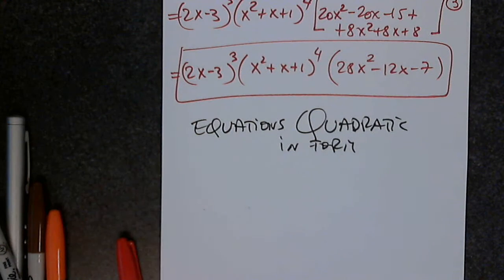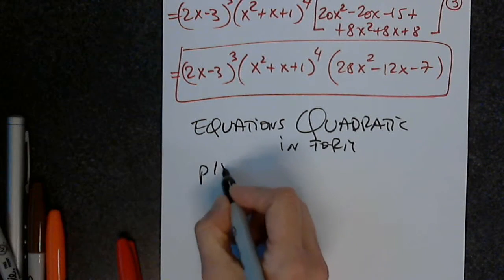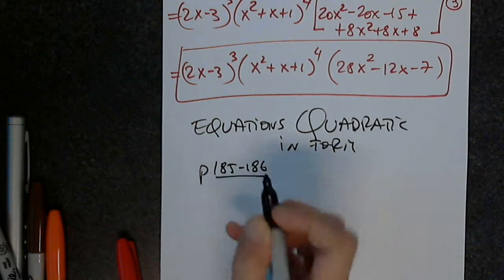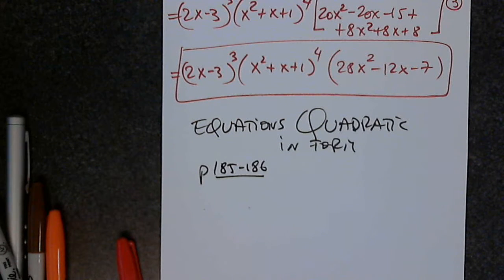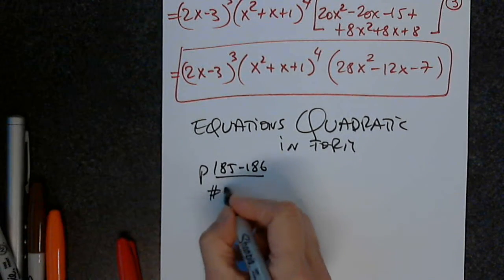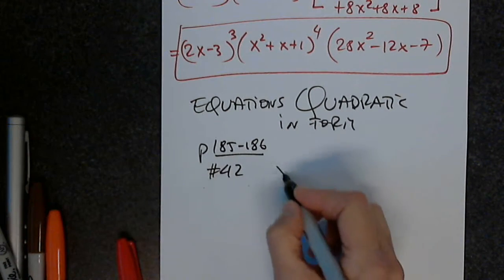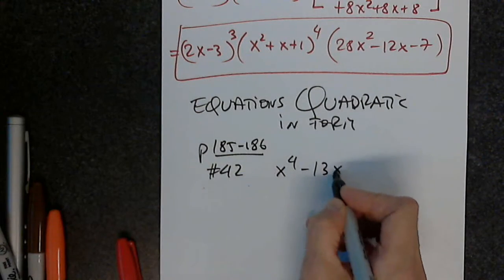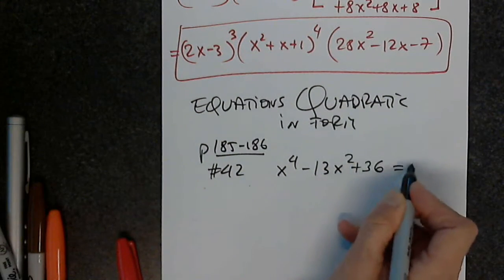And here's an example, and I'm picking from your book. On page 185, page 186, let's look at problem 42, in which we have x to the 4th minus 13x squared plus 36 equals 0.